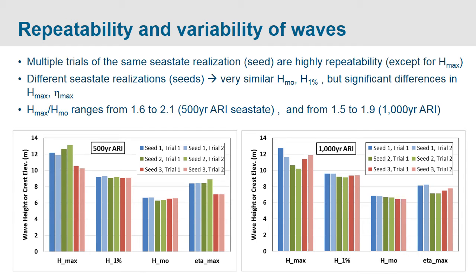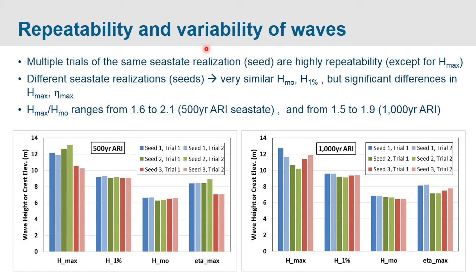So let's look now at the repeatability and variability of the waves. We have here results for 6 different tests with a 500-year ARI seastate, and over here 6 more tests with the 1,000-year ARI seastate. The 2 bars in blue are 2 trials of the same seastate realization, or the same wave train. In green you have realization number 2, and then in pink-red here you have realization 3. So you have 3 different realizations, each repeated 2 times.